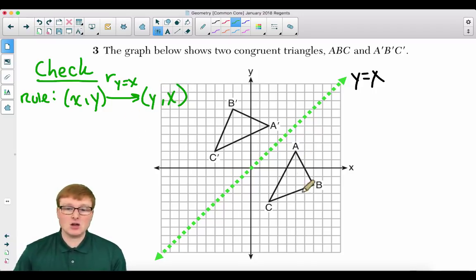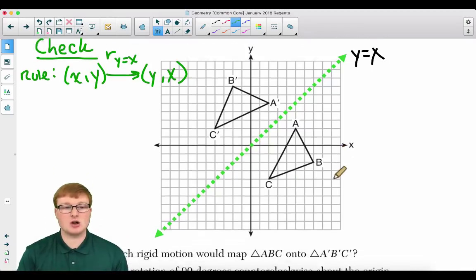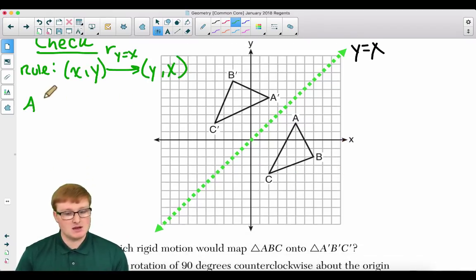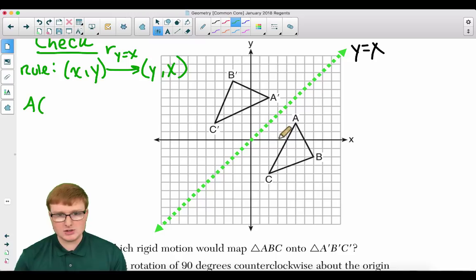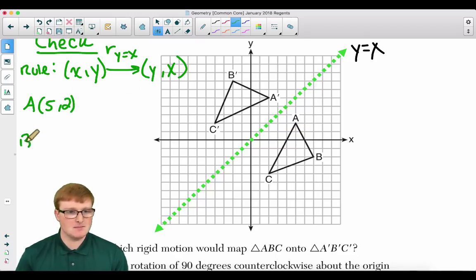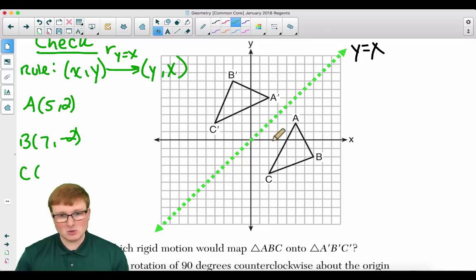Okay, so if we take all of these points in triangle ABC, for example, the point A is 1, 2, 3, 4, 5, 1, 2. So this is (5, 2). Point B is 1, 2, 3, 4, 5, 6, 7, down 2. So that's (7, -2). And point C is the coordinate 1, 2, 1, 2, 3, 4. So that's (2, -4). Okay?